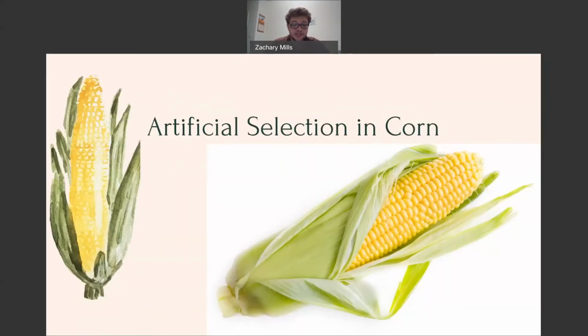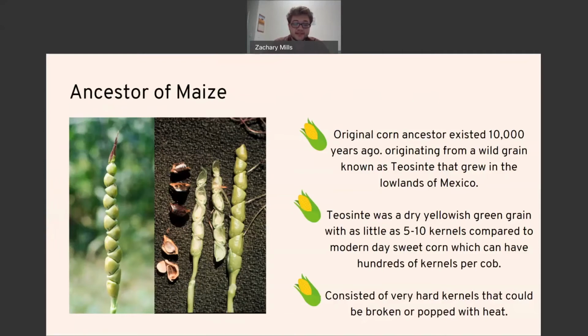Another topic in our discussion of artificial selection will be the development of corn, or maize, from a nearly unrecognizable plant into the yellow cob we know today. The original ancestor of corn existed nearly 10,000 years ago in the lowlands of Mexico. It was a wild grain known as teosinte. This grain was a dry, yellowish green with very few kernels in comparison to modern day sweet corn.